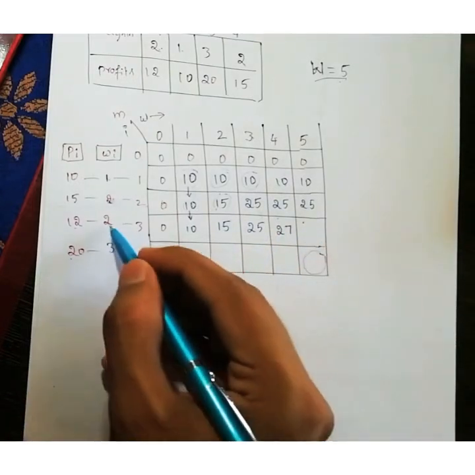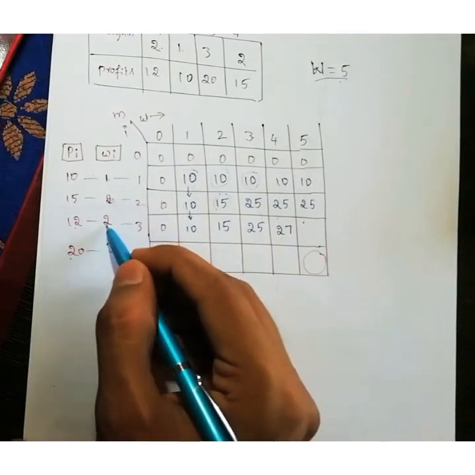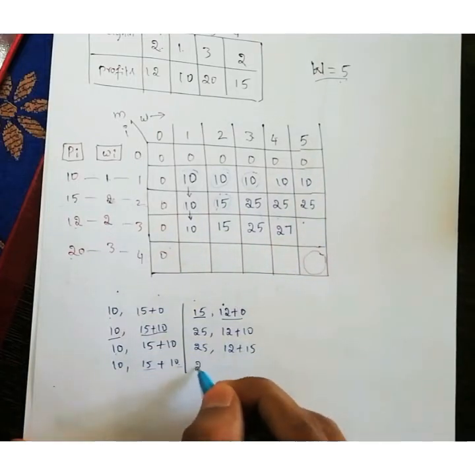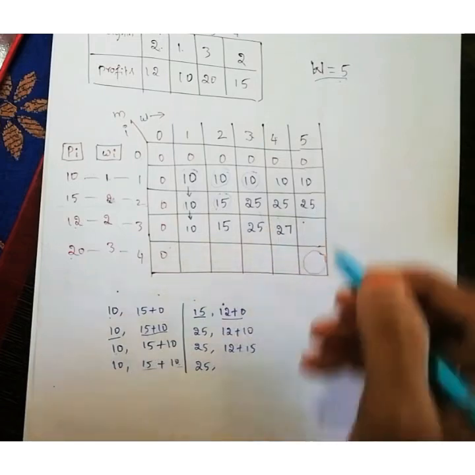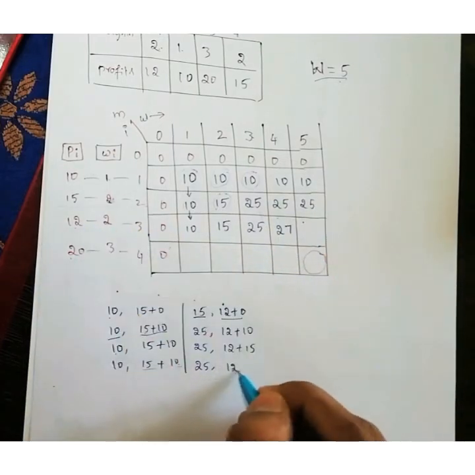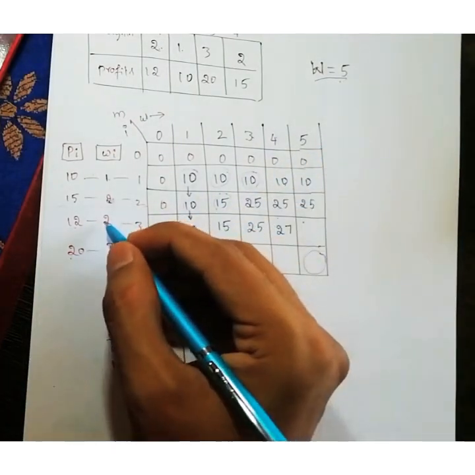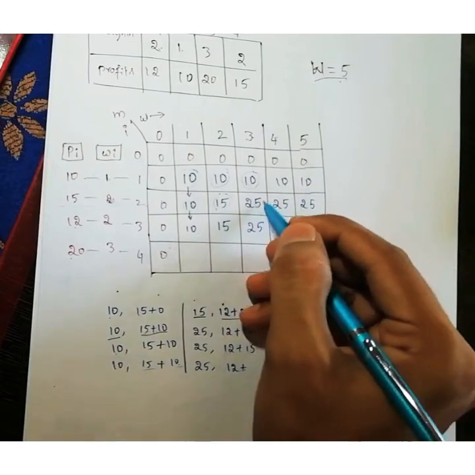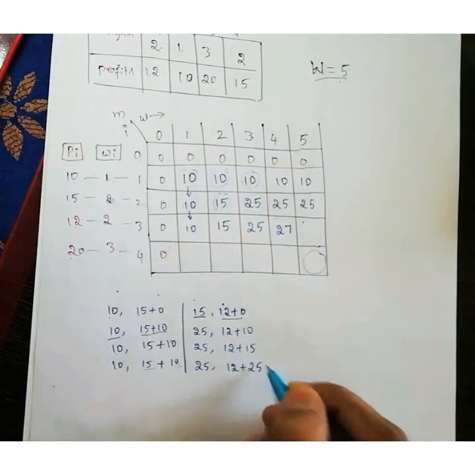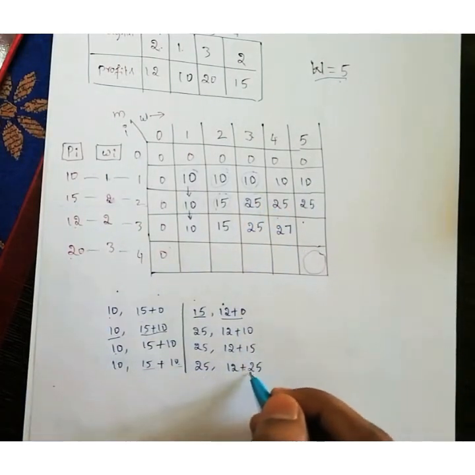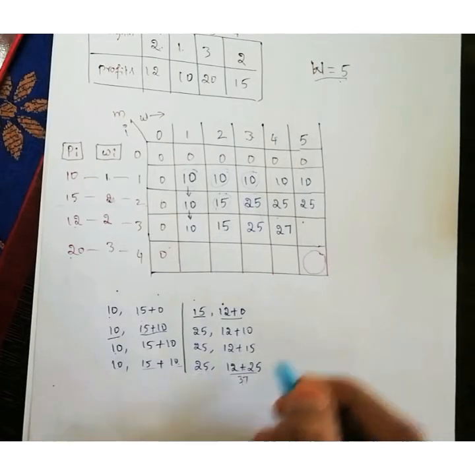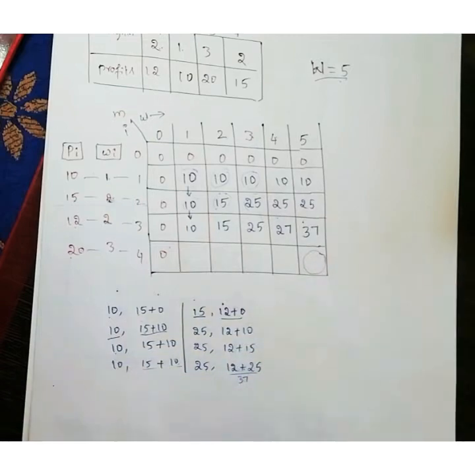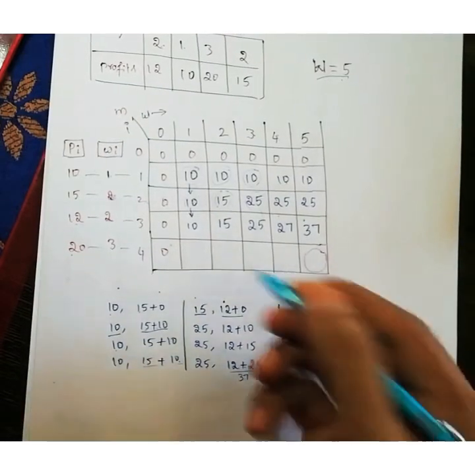Again in the same way, so 2 kg element I can insert in 5 kg bag, yes. So that means we have to check the previous profit with the updated profit. 12 plus 5 minus 2, that is third column of the previous row, that is 25. So what is the value? 25, and this one is 37. So is 37 greater or 25 is greater? 37. So I will write 37 here. So in the same way, next row I have to fill.